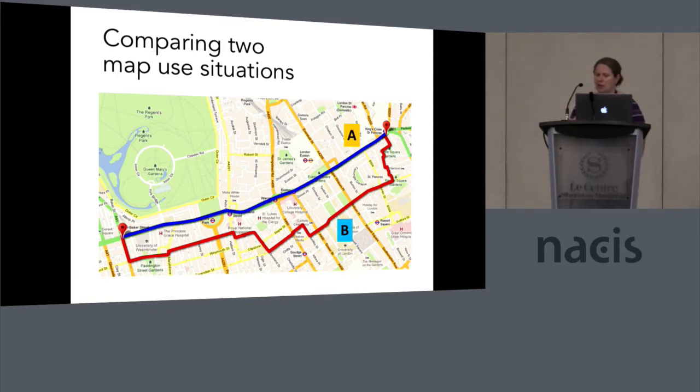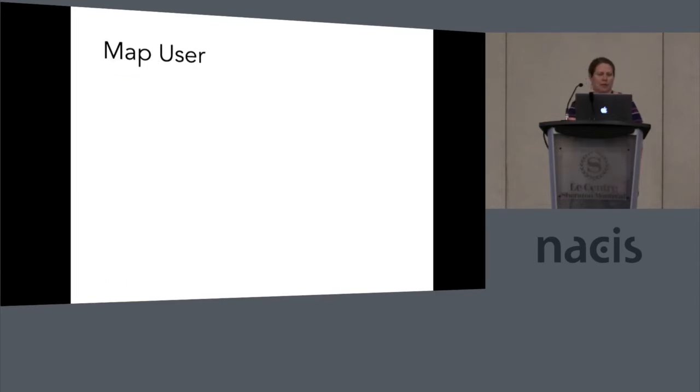In map use situation A, the driver is unfamiliar with the city and has no arrival deadline. In map use situation B, the driver is a local, has an arrival deadline, and additionally, this particular user has a red-green color vision impairment. Okay? So with this context information, what can we say about how we should design maps for those two particular users? If we use these four categories of information, what can we find?